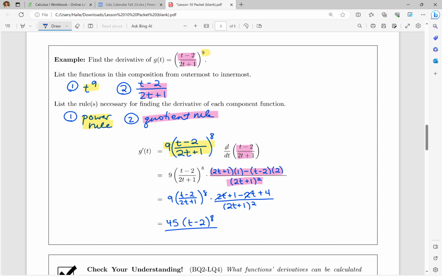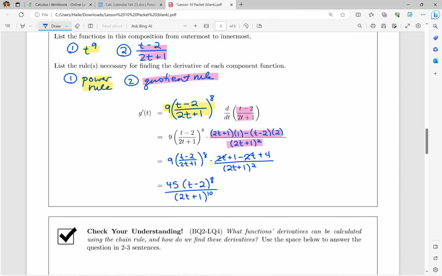And then I have 8 copies of 2t plus 1 in here. And I have 2 more copies out here. So that gives me a total of 10 copies of 2t plus 1. So I have (2t plus 1) to the 10th. Okay, so that's an example of how you might simplify one of these. Remember, though, not necessary at this time. But practicing is always good.